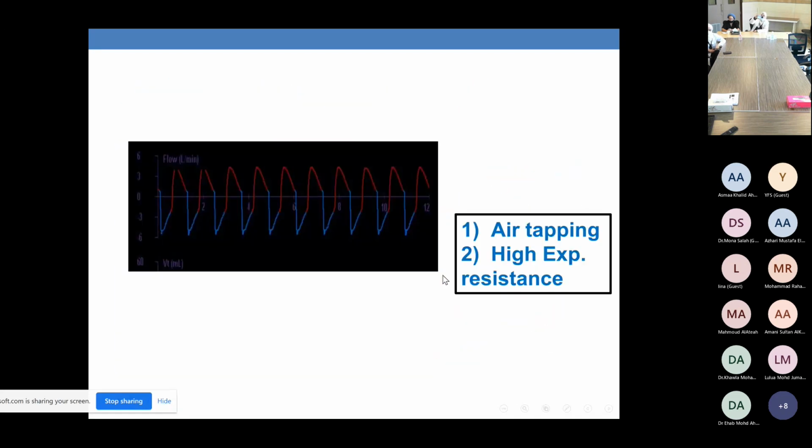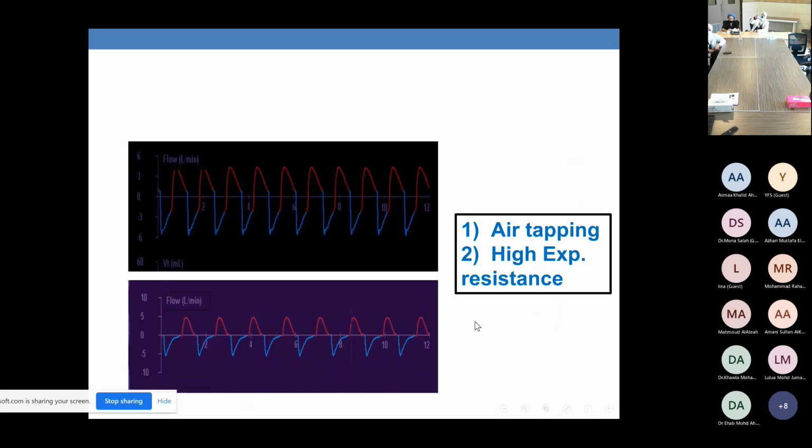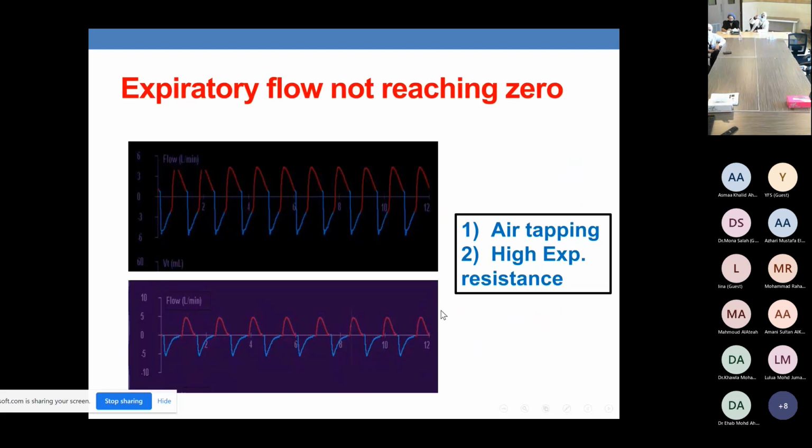Now, if you have an issue with the expiratory time, again, we said that it should reach 0. If it is not reaching 0, it is due to high expiratory resistance, so that's why it's not reaching 0. You need a very long expiratory time. Of course, here it means you need to do suction, or maybe the ET tube is kinked, or the ET tube is deep, going to the carina, touching the carina. So this, again, will cause high resistance.